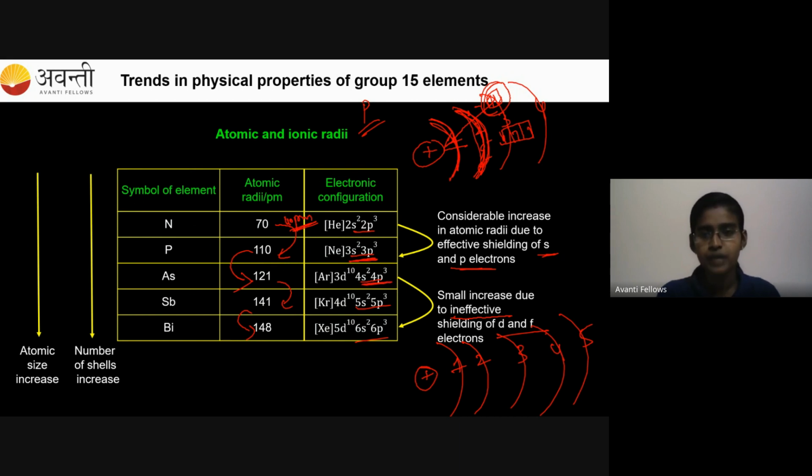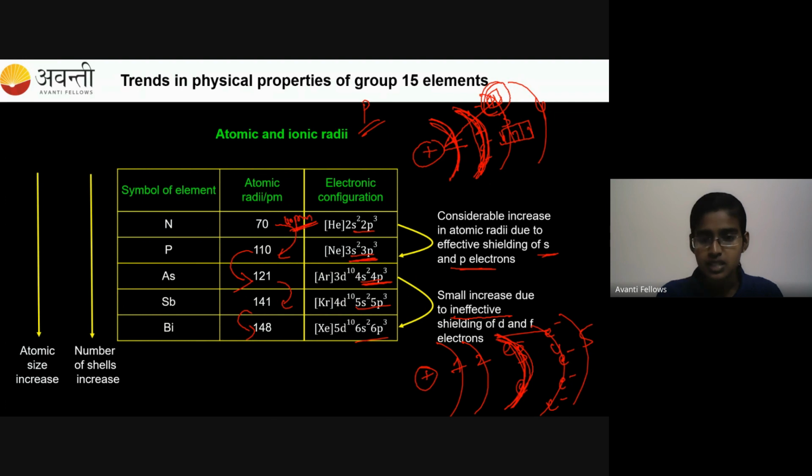4s2, 4p3. So in the fourth shell, electrons are present, and we have D electrons in the third shell for arsenic. No F electrons for arsenic. For bismuth, you will have F electrons, but for arsenic, you will not have F electrons, only D electrons.